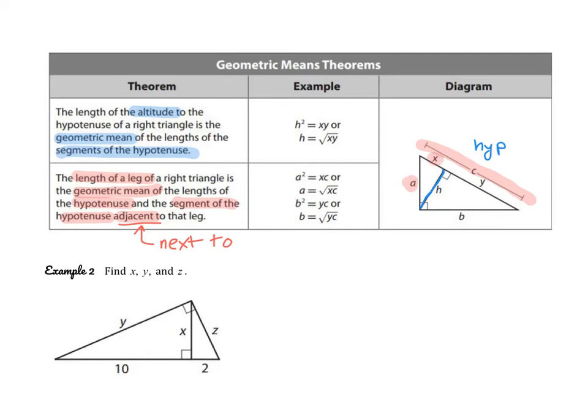So again, the length of the leg is the geometric mean of the hypotenuse and the part of the hypotenuse that is next to that leg. So here you could say that A, the leg, is the positive square root of the product of x and c. We could do the same for the other leg. So B should be the positive square root of the hypotenuse and y, which is the segment of the hypotenuse that is closest to B.